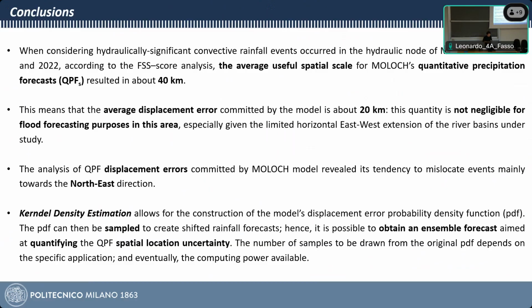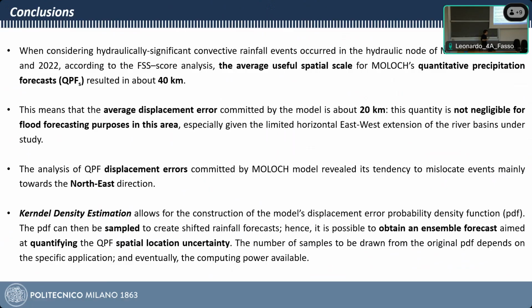In particular, we saw that the MOLOCH model tends to mislocate mainly towards the northeast direction. We didn't find, at least till now, a physical meaning for this kind of systematic bias. Probably it will be a topic for future work. So since MOLOCH tends to mislocate mainly towards the northeast, it is convenient for us to shift the MOLOCH forecast towards the southwest.